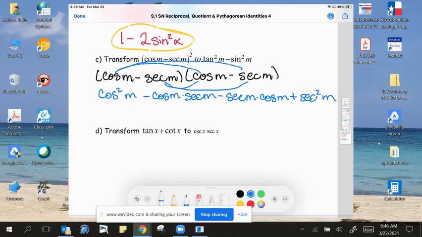All we did there was double distribute. Okay? Now, if you notice right away, cosine and secant are reciprocals. So cosine squared m stays, minus 1, because cosine m times secant m is 1. Then minus another 1. Secant m times cosine m is again 1. Plus secant squared m.